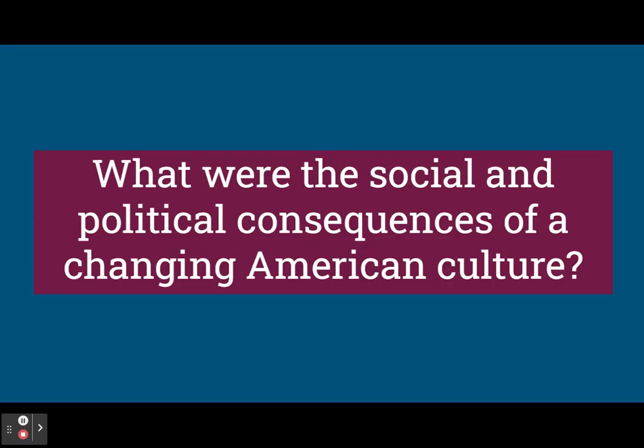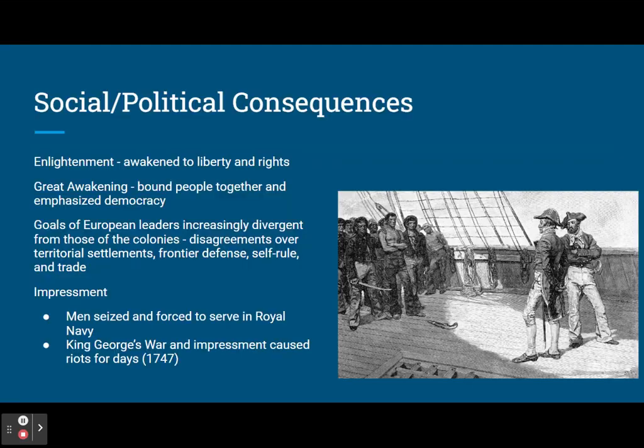Okay, so what are some of the social and political consequences of this change in American culture? And we've already mentioned a little bit, but just to recap, the Enlightenment really helped to awaken people to an awareness of their liberty and rights they felt inherently they should have as human beings. The Great Awakening helped to bind people together. It was the first American movement. It helped to unite them. It emphasized democracy. It emphasized these anti-hierarchical tendencies. So increasingly, we're going to start to see this division between the interests of European rulers, particularly the British, and settlers, colonial settlers. Increasingly, there were disagreements over territorial settlement, frontier defense, self-rule, and trade.